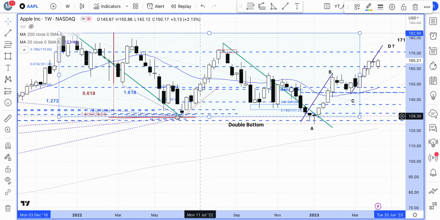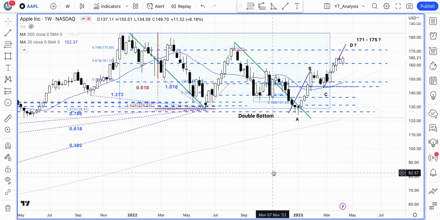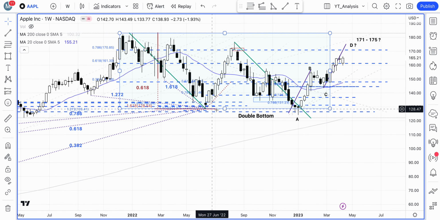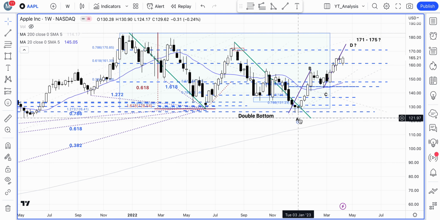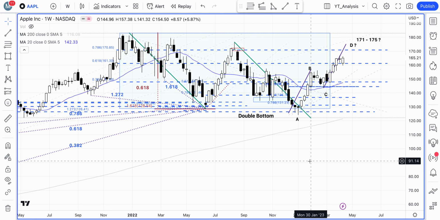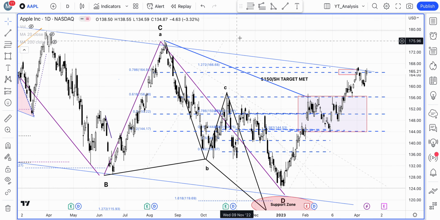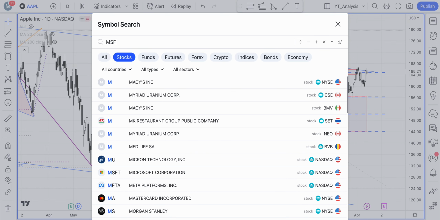So this low is a very significant low, and what we have seen is that the price actually made an attempt to take this low out, but on a weekly basis it closed higher, and ever since it has not looked back. So this is really important, this $126 per share level right here. So this is what we are looking at in the stock of Apple. Let's take a look at Microsoft.